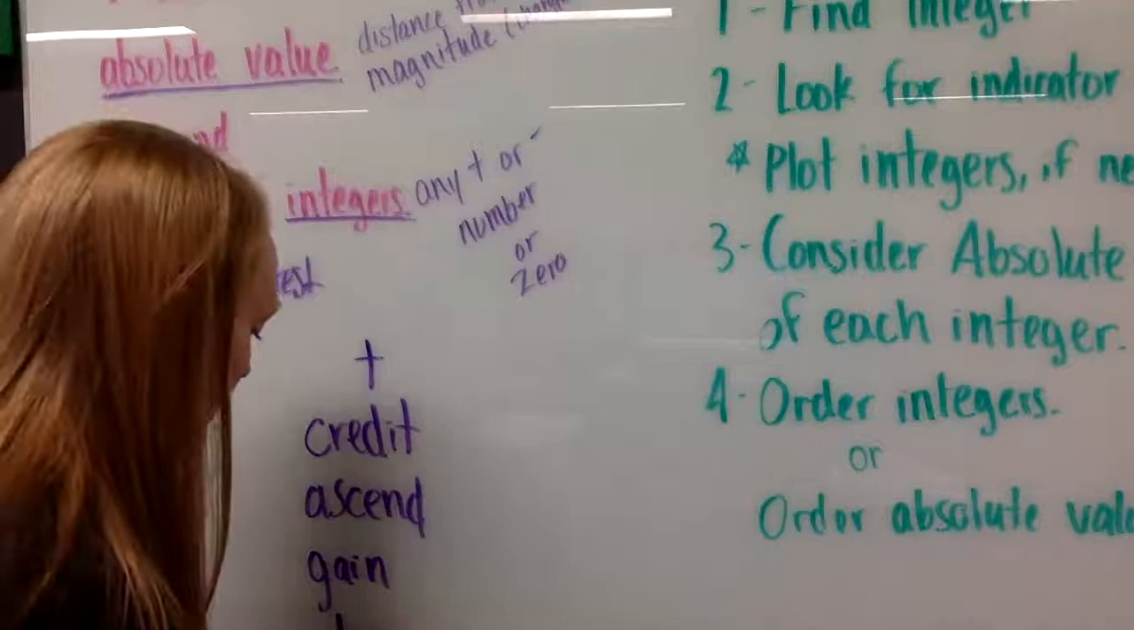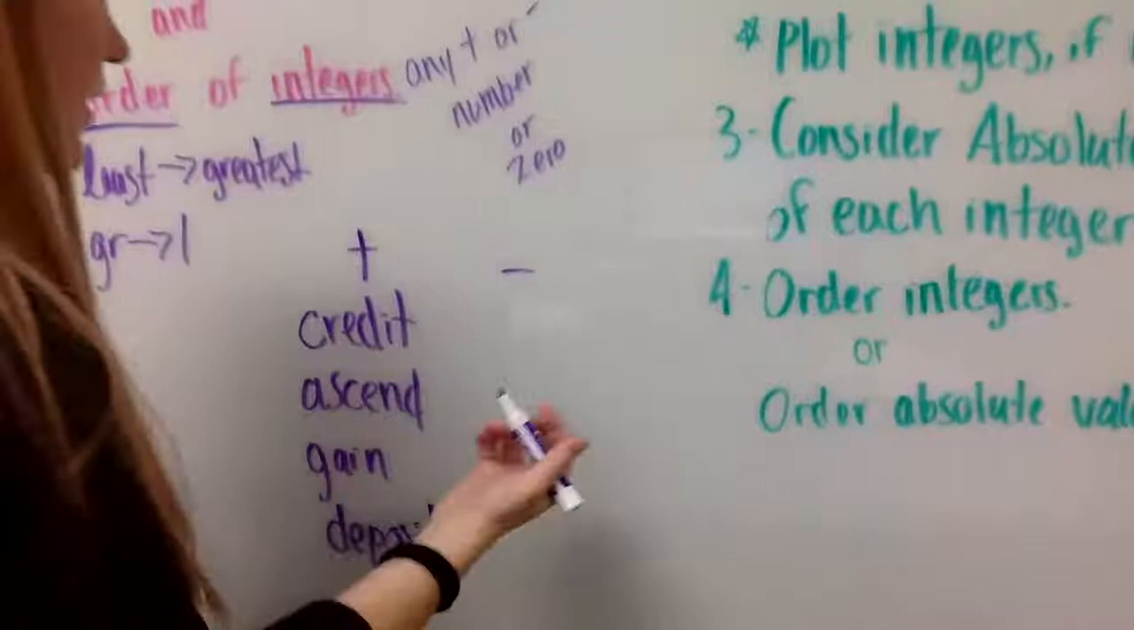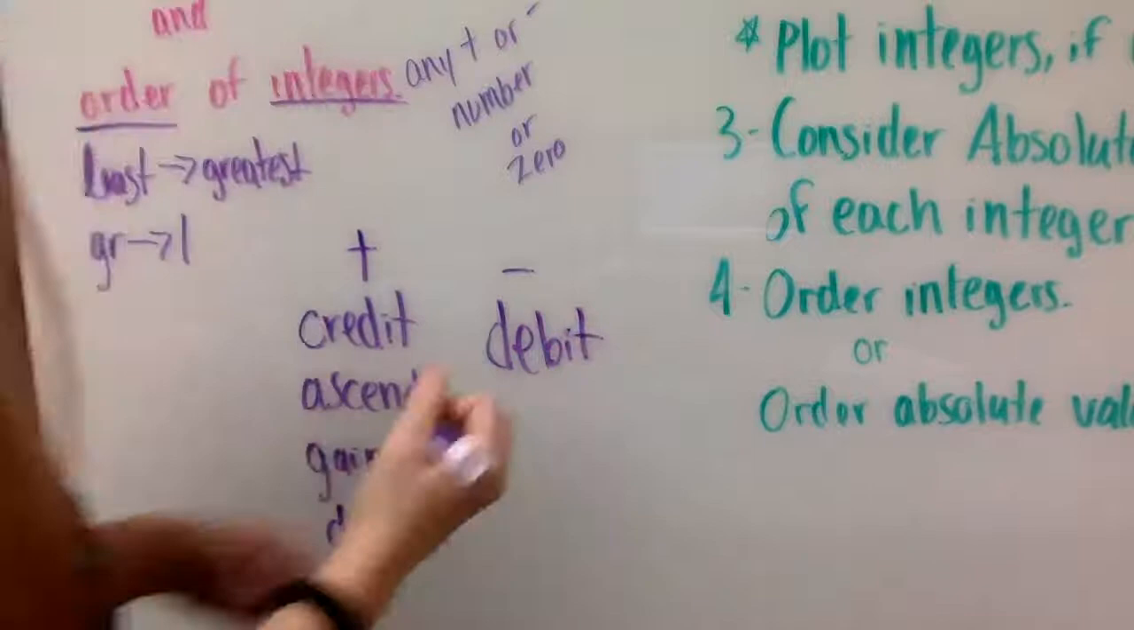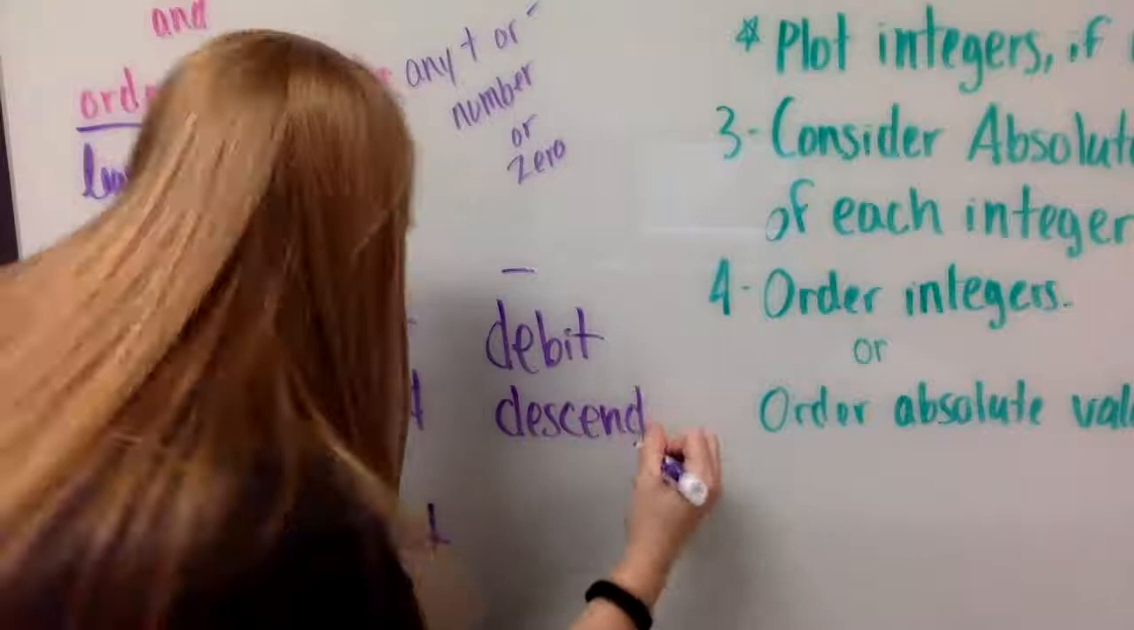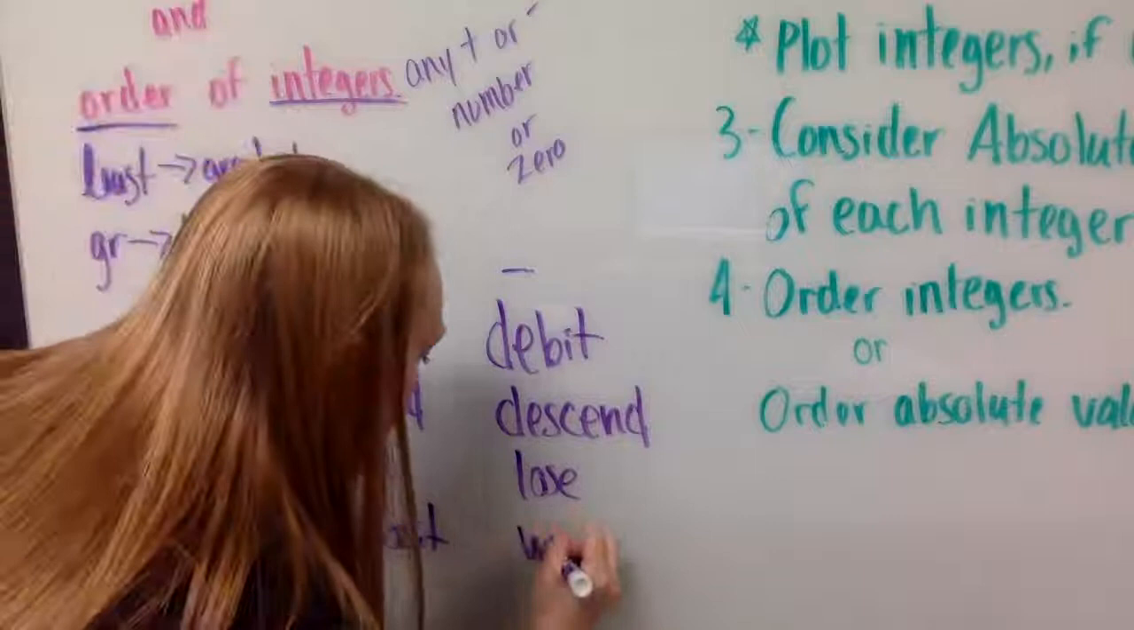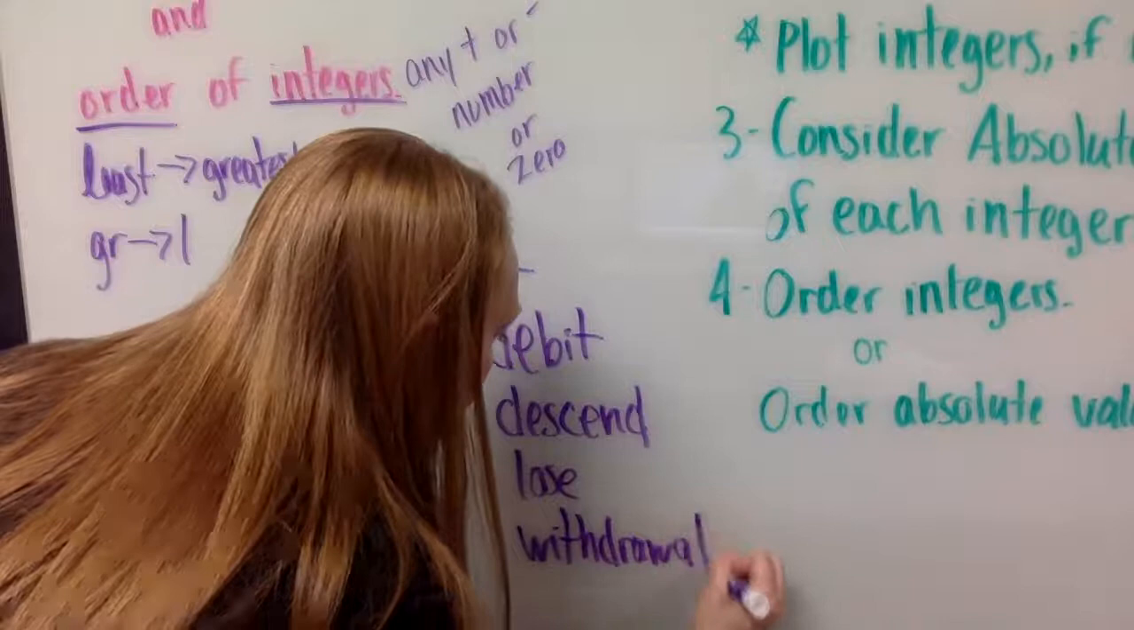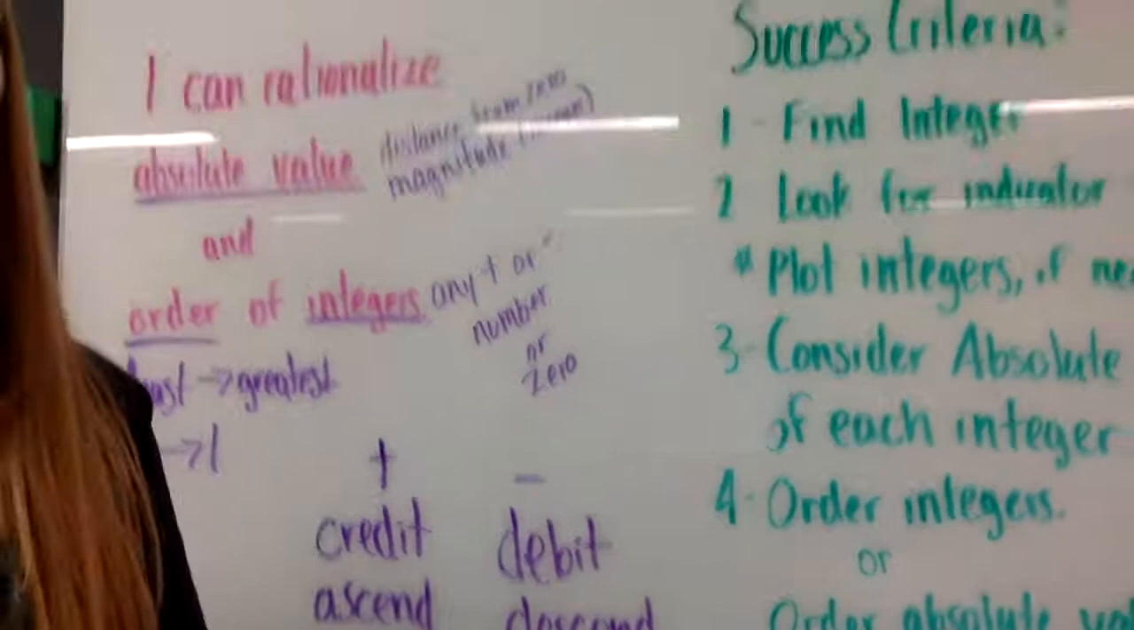Likewise, some words that indicate negative are debit. That would be a negative integer if it said a debit. You could descend, go down a mountain. You could lose, or you could withdraw. There are many, many other indicator words, but these are some of them that we will use often. Okay, find the integer. Look for indicator words.